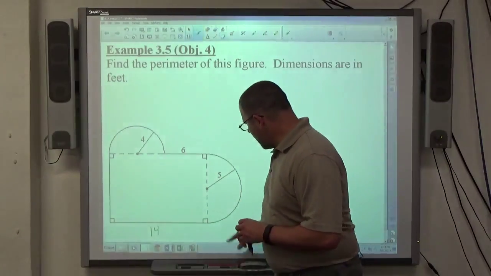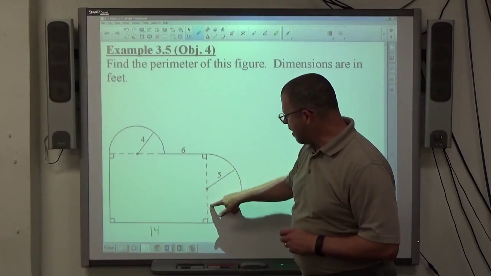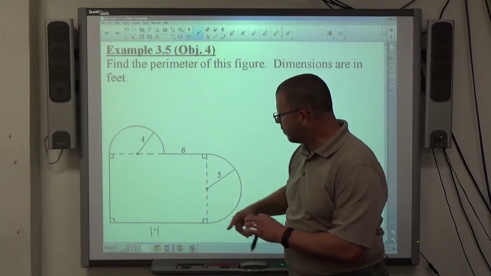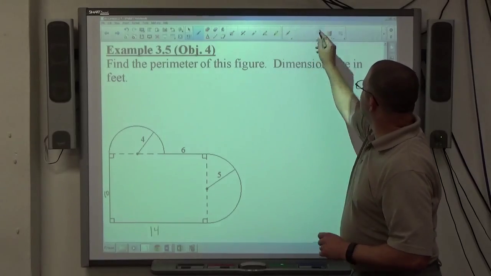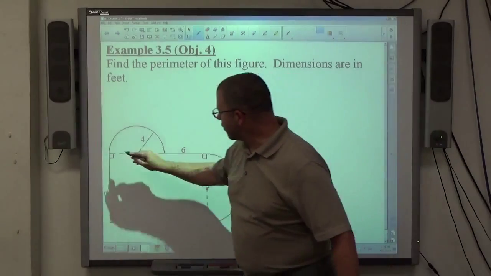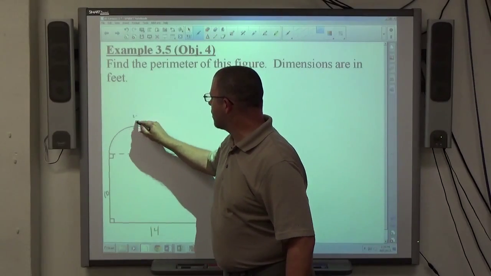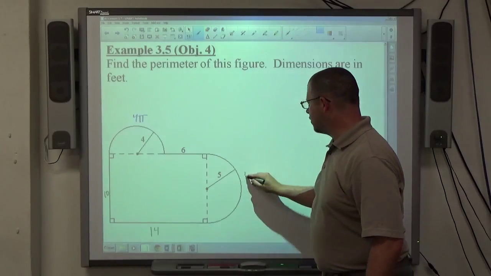And then, this is 5, which means 5 and 5 is 10, so this whole length here is 10, which means this piece over here is going to be 10. And then again, with our little shortcut for finding the circumference of a half circle, this piece here is 4 pi. This piece over here is 5 pi.